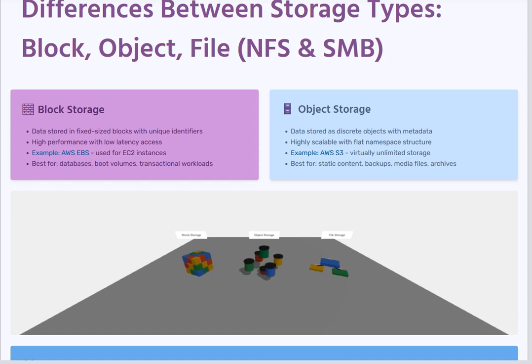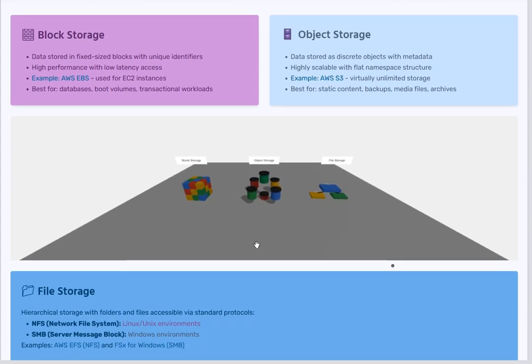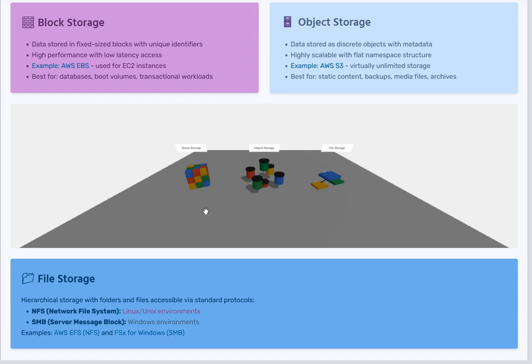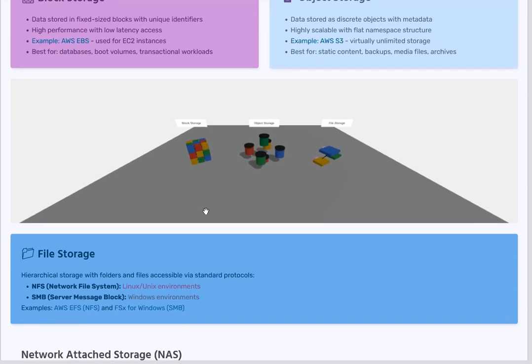So you can see object storage in the middle picture, right? And other than that, we're going to discuss a third type of storage here, which is file storage, right? So file storage is hierarchical storage with folders and files, accessible via standard protocols, right? So it's a hierarchical architecture, right?